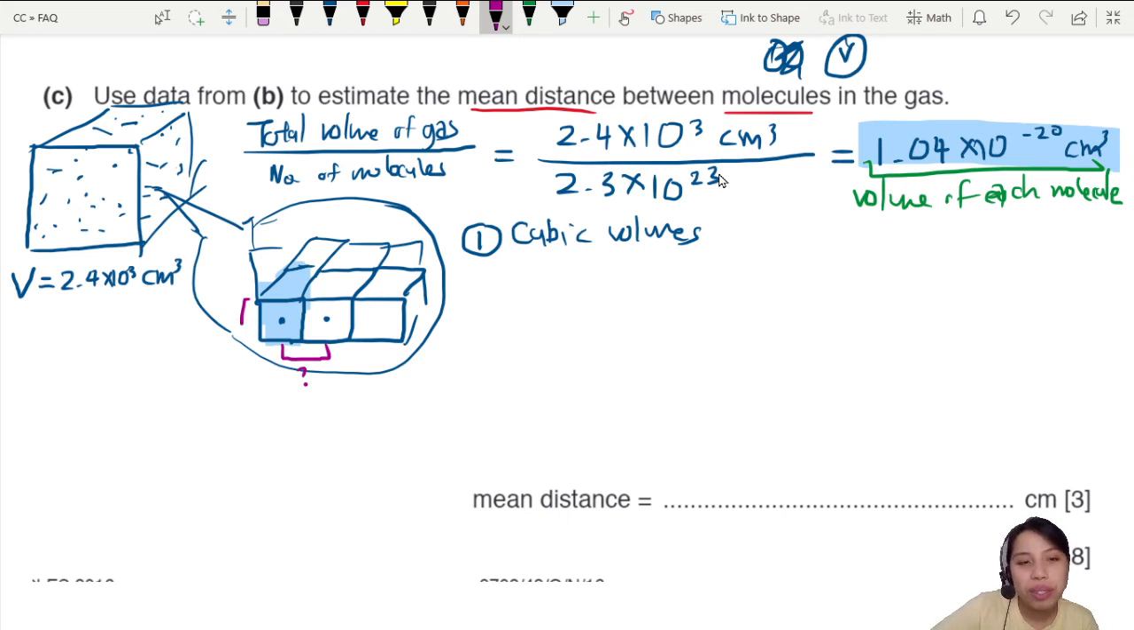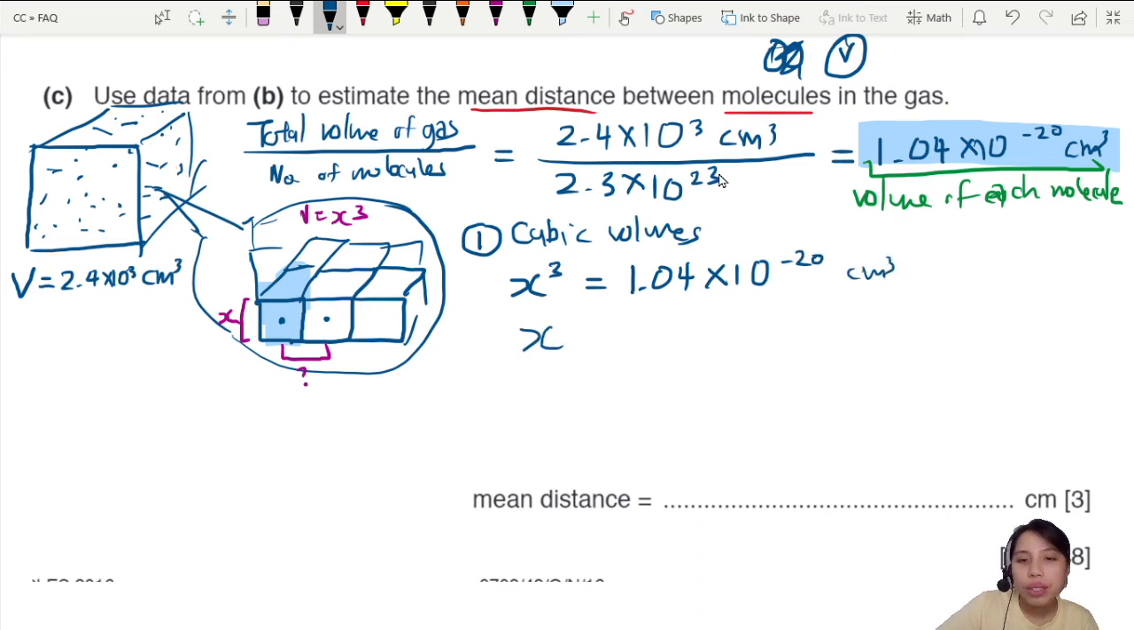This distance is also the same as this distance, which I can call x. So the volume of a cube, this one, V equals x cubed. So for each cube, x cubed equals the volume of each molecule. If I assume a molecule is in the shape of a cube, this will be 1.04 times 10 to the negative 20 cm³. So that means x here will be 2.18 times 10 to the negative 7.